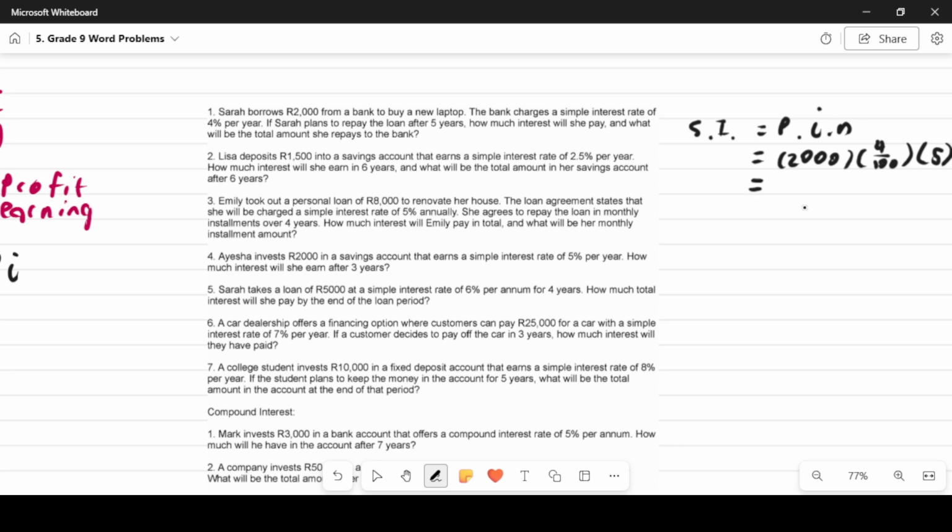So therefore, if we have to multiply this out, we get 2,000 times 4 times 5 divided by 100 is 400 Rand. So 400 Rand interest is what she'll pay after 5 years to the bank. So how much will she pay in total? It'll be the 2,000 plus the 400, which will be 2,400.